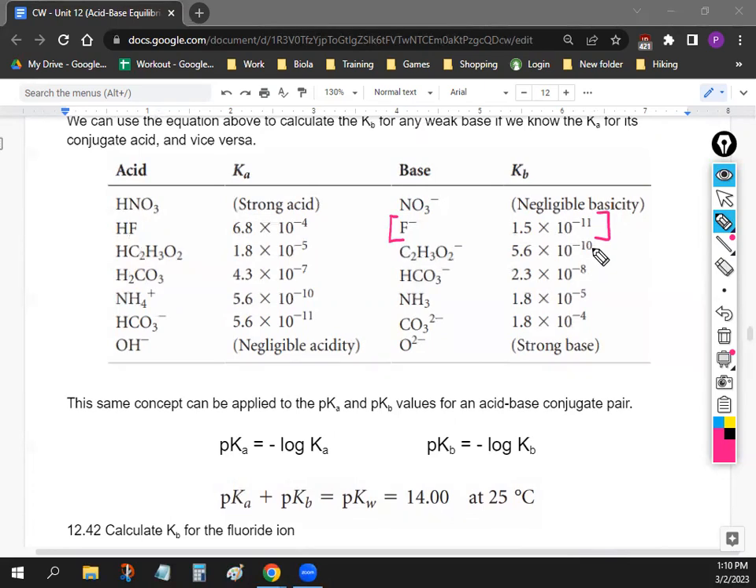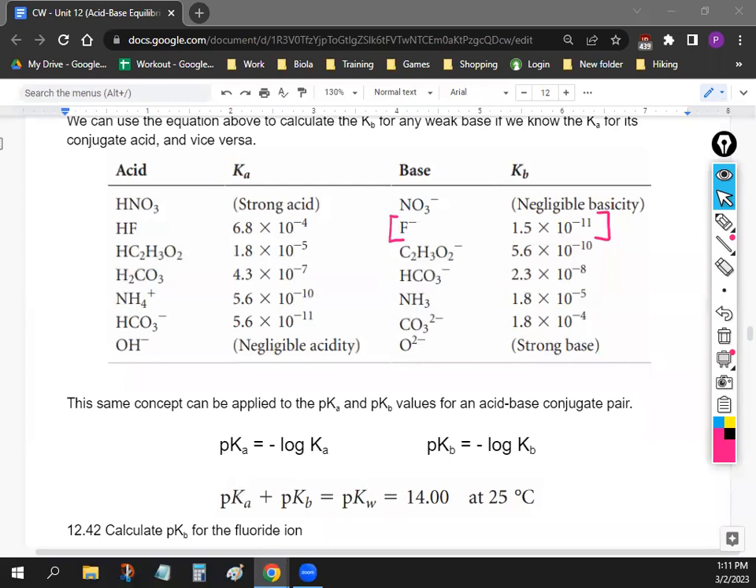Wait, did I write this wrong? Oh, I'm stupid. I apologize, guys. pKb, my fault. How did I not catch that last year? Alright, so I want you guys to calculate the pKb of a fluoride ion just to make sure that we're all good with our calculation. This should be really quick. I'll give you guys a minute to do that. How did that get past me last year?